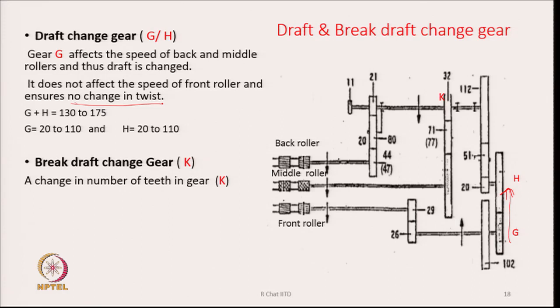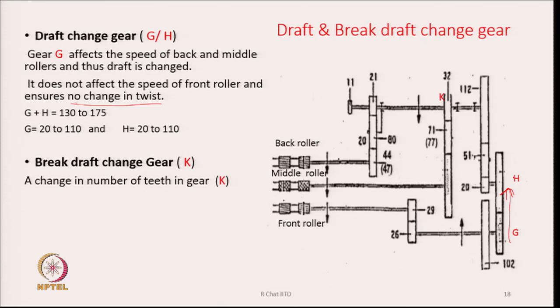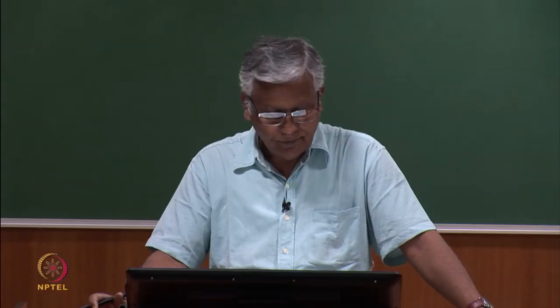But the total draft is going to change, because back and middle roller in combination, the speed is going to reduce, and therefore total draft is going to change, but not the break draft. So, either I change G or I change H. The break draft, that is the draft between back and middle roller, is not going to change. The total draft is going to change, the twist is not going to change.